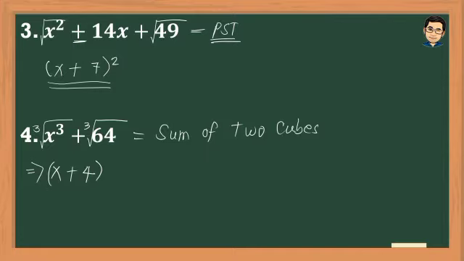Paano natin makukuha yung trinomial factor? So, para makuha po natin yun, square lang po natin yung first term ng binomial factor. That is x squared.